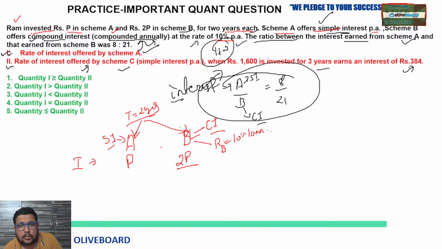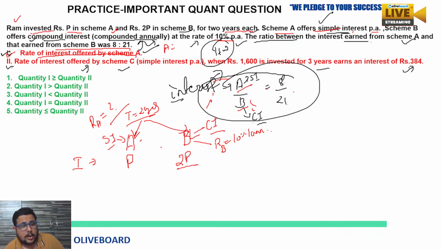Now what extra data is given? At the rate of 10% per annum, the ratio between the simple interest of scheme A and the compound interest of scheme B is 8:21. The ratio between the interest earned from scheme A and the interest earned from scheme B is 8:21. Now what are they asking you? First, the rate of interest offered by scheme A, that you need to find out. For scheme A, we don't know the rate of interest, RA we can say, that is unknown. For scheme B, that is given.